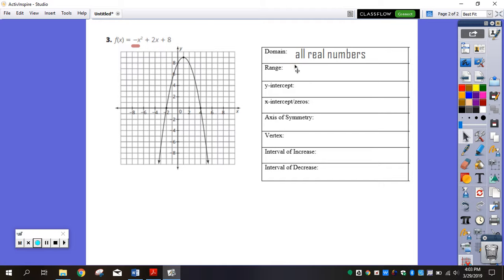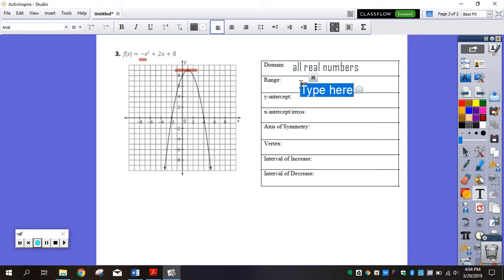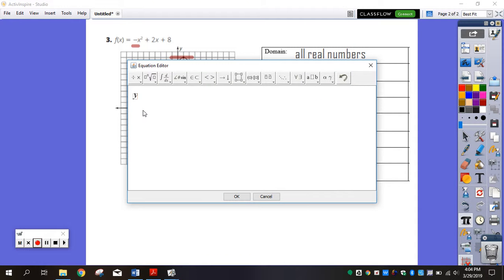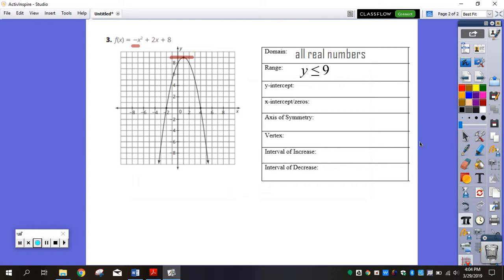Now, my range for this has a high value. That is at y equals +9. And then my graph is below that. So instead of y being greater than, it's going to be less than, because it's below that value. So we'd say y is less than or equal to 9. And that communicates that I understand that its highest point is 9. Every y value is less than that.